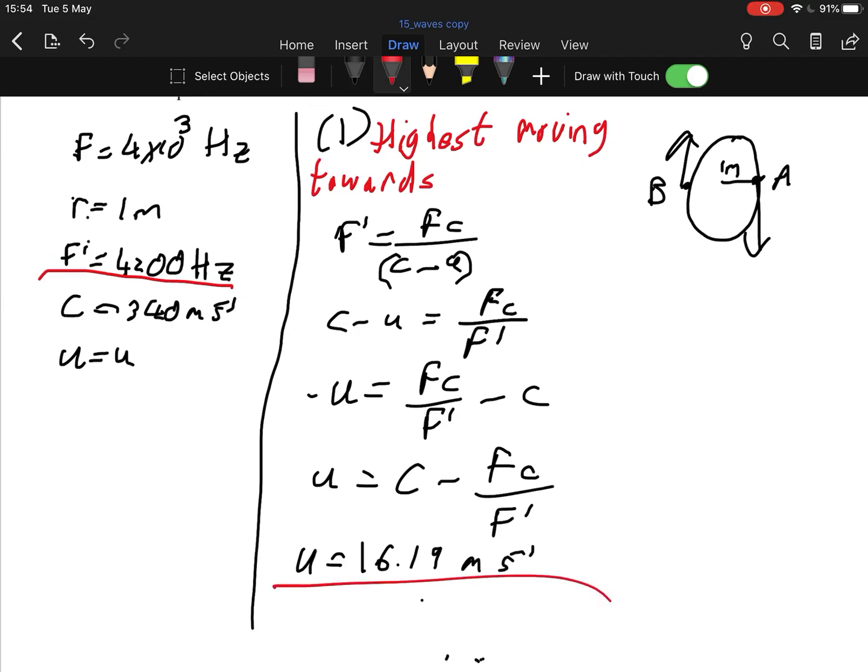There you go. So we have U. All right, so we have a U value, so we can put that in on our left-hand side then. 16.19 meters per second. So that's the first question answered. Done. Okay. Now, what's the lowest note heard?